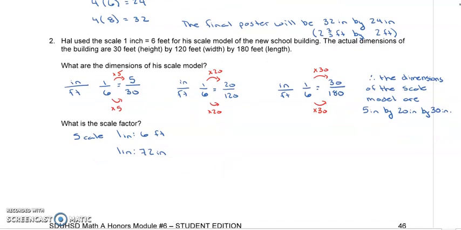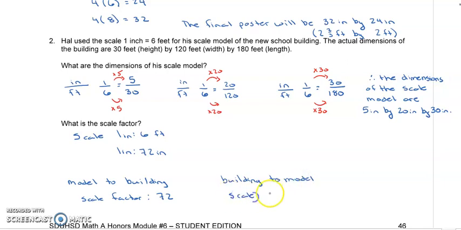So that means to get from the model to the building, so this is getting bigger, our scale factor is going to be 72. I have to multiply by 72. To go the other way, from the building to the model, my scale factor is going to be a reducing scale factor. It's getting smaller, and that's going to be 1 over 72.